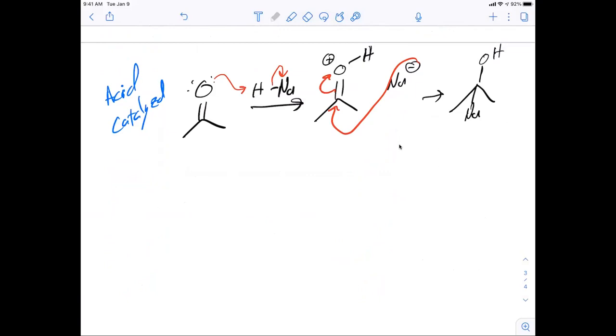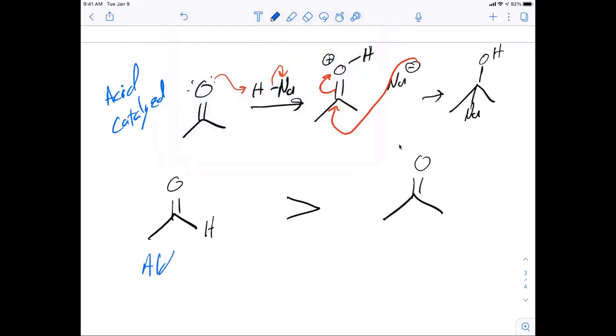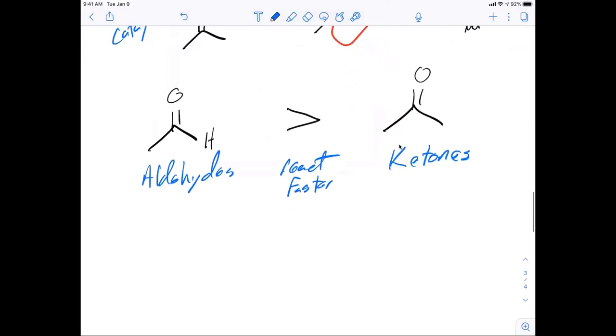Now, when we look at aldehydes, what's the difference between an aldehyde and a ketone? The aldehyde reacts faster than ketones. Okay, and there's a couple of reasons for that. One is sterics.